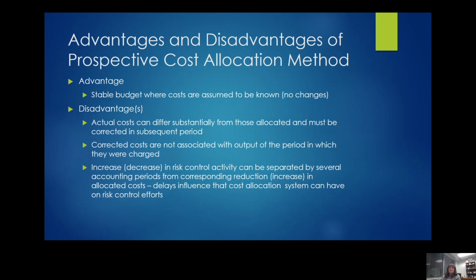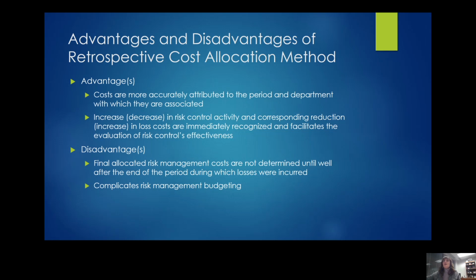And then any increase or decrease in risk control activities that you decide to implement would actually have a lot of delay. There's no correlation or less correlation between what you're doing and getting a payback or being able to observe a payback. The more you can correlate it with what you're doing today, the more likely it's going to sink in with them that they're doing something that actually is helping save them money.